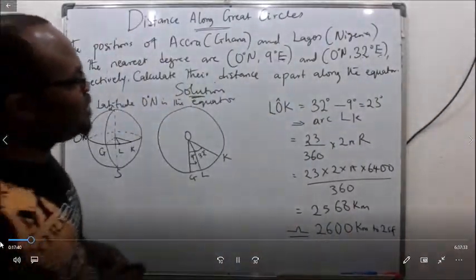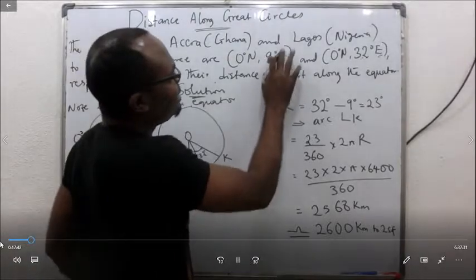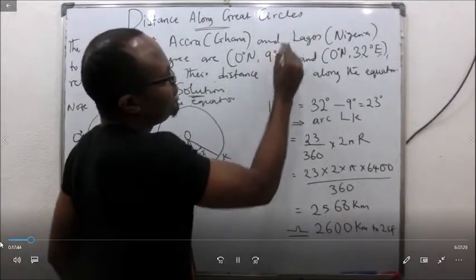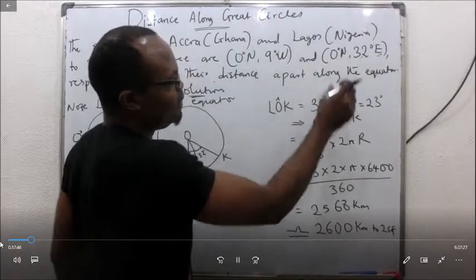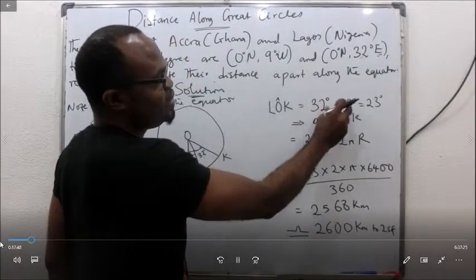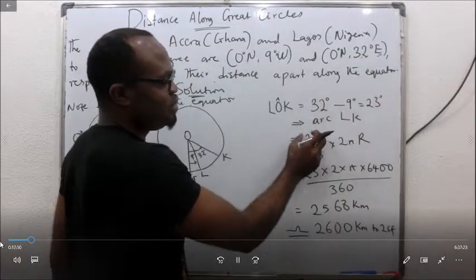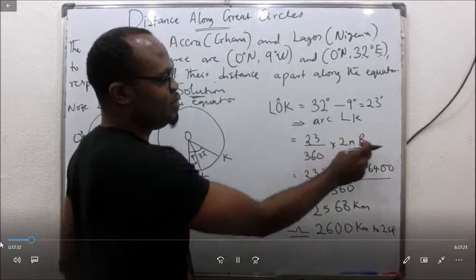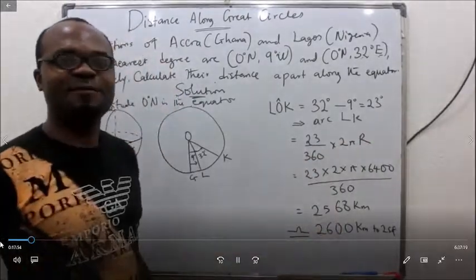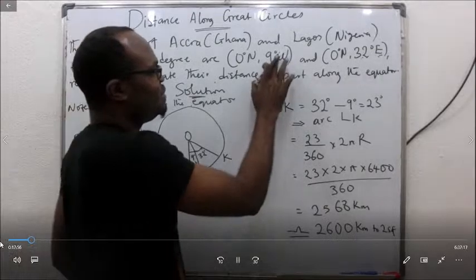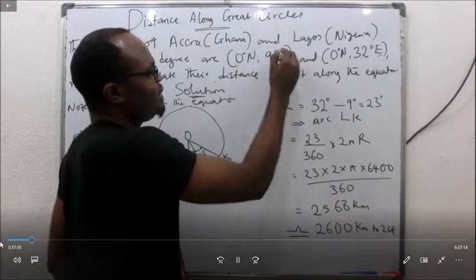Now, had it been we have 39 west, this one is west and this one is east, you have to add the two of them. So anything you get from adding the two of them, put that all over 360 times 2 pi r. It becomes the answer. So you see that this is very simple. You don't need to suffer yourself much.